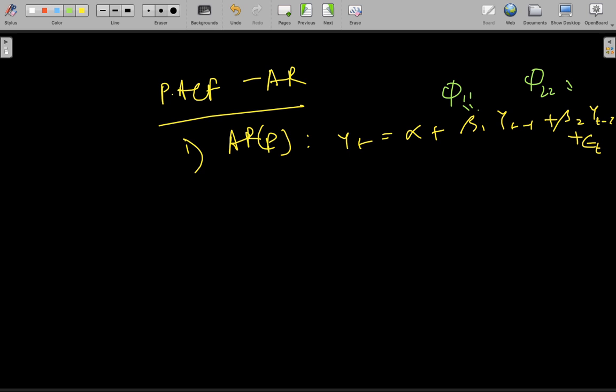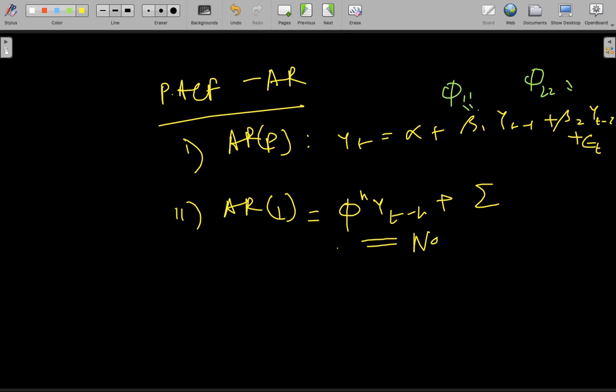Now if I think of expanding an AR1 series, in terms of what we have seen previously, phi to the power h yt minus h plus all the error terms, in this case if I want to take a PACF, I will not have any PACF value for yt minus h. That is because this is an indirect effect, and the indirect effect is only mediated through yt minus 1, which is already taken care of. So it has no effect.